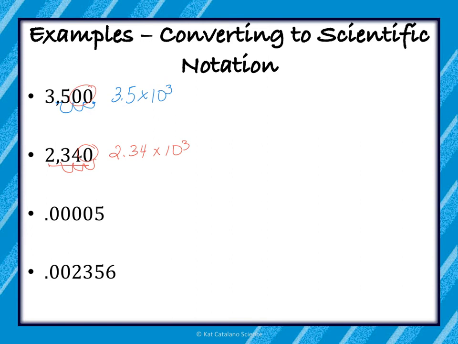Okay, in my next example, I have a number much smaller than 1, so I need to move my decimal to the right. This will be 1, 2, 3, 4, 5. So this will be 5 times 10 to the negative 5, since I moved my decimal to the right. In my last example, I need to move this 1, 2, 3 times. So this will be 2.356 times 10 to the negative 3.